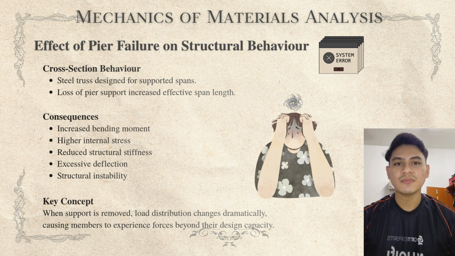For this slide, I will explain the effect of pier failure on structural behavior. This steel structure is designed to be supported across multiple spans. When a pier fails or loses support, the effective span length increases. As a result, several effects can occur, such as an increase in bending moment, higher internal stress, reduced structural stiffness, excessive deflection, and structural instability. The key concept here is that when one support is removed, the load distribution changes significantly, causing the structure to experience force beyond its original design capacity.